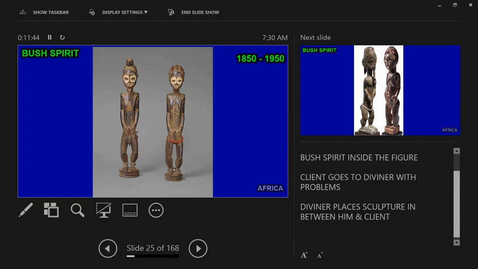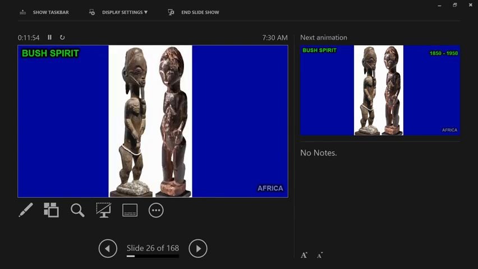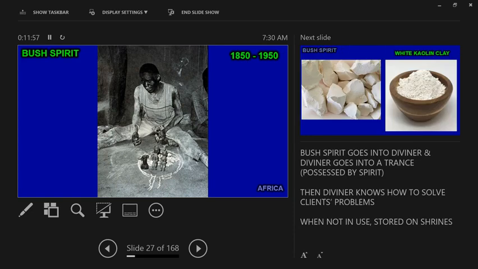And here's how the situation would work. A client would go to the diviner with problems, and the diviner places the sculpture in between him and the client. And here is the diviner right here. So the bush spirit then goes into the diviner, and the diviner goes into a trance, possessed by the spirit. And then the diviner knows how to solve the client's problems. And then when the figures are not being used by the diviner, they're placed in a shrine.